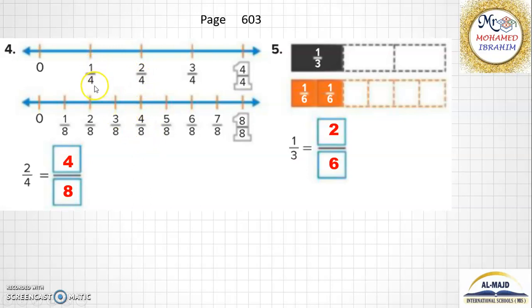What about 1 over 4? It represents or is opposite to 2 over 8. Here he is asking about 2 over 4. Compare between them. 2 over 4 is opposite to 4 over 8. Yes.